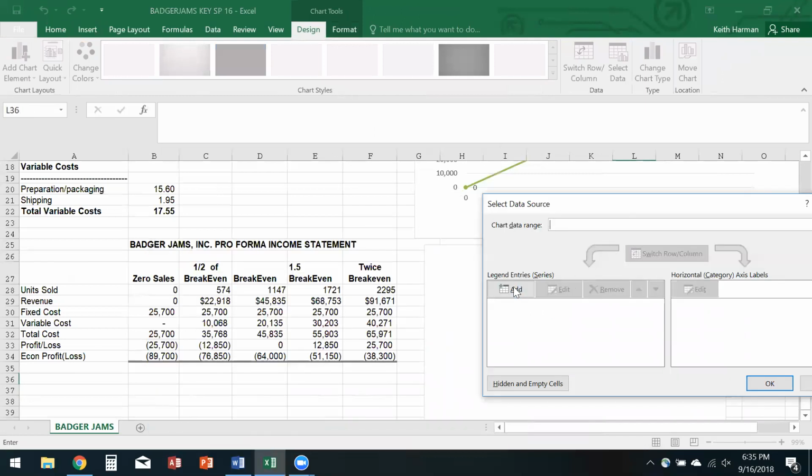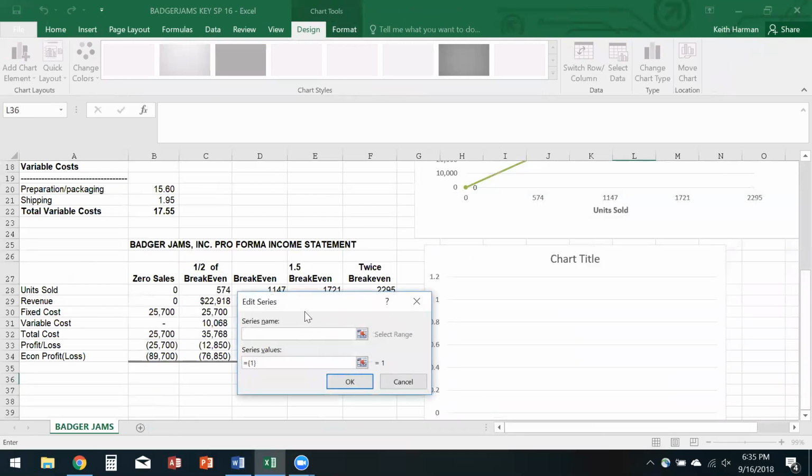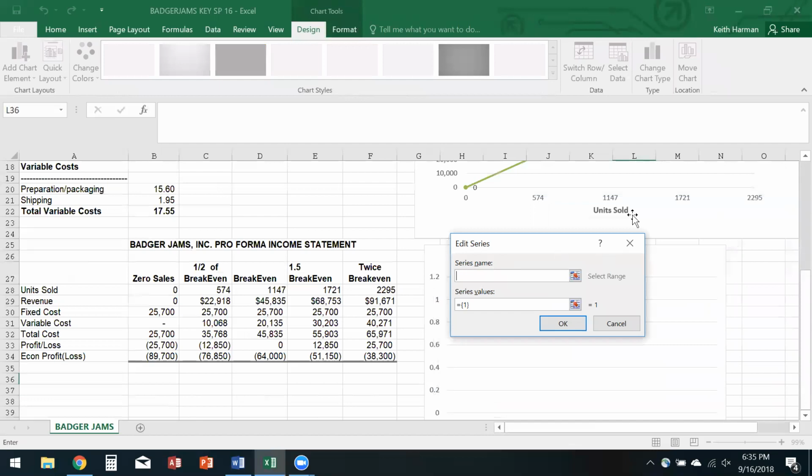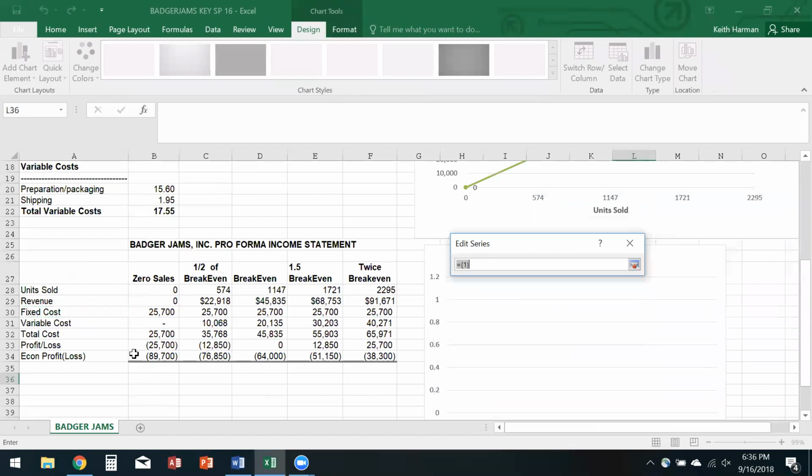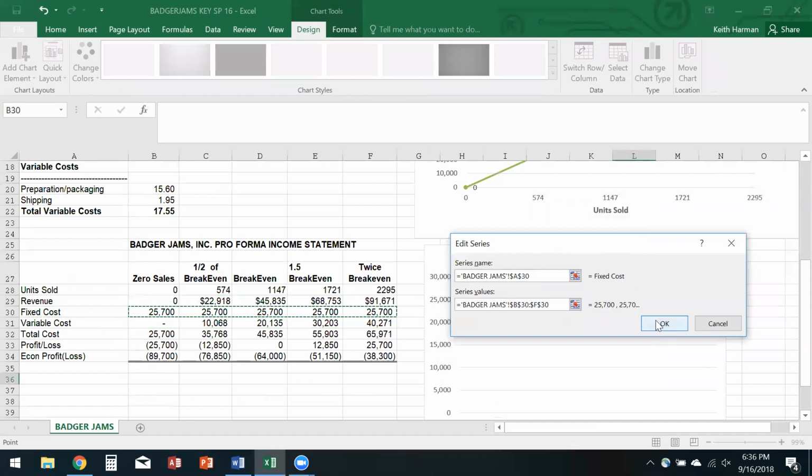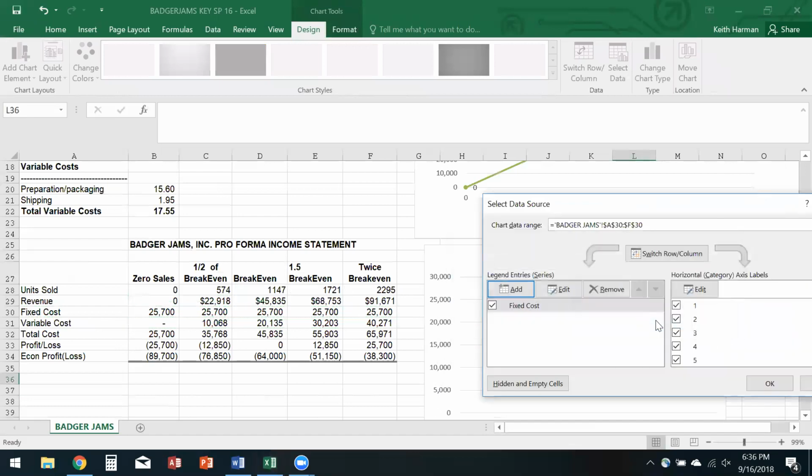And over here, I'm going to add a legend series. And that legend series, the series name will be fixed cost. So I'll just click that there. Okay. And then the series values, I'm going to come across here. And there we are. Okay, and so that starts to show up.